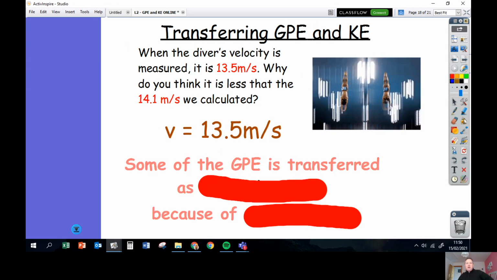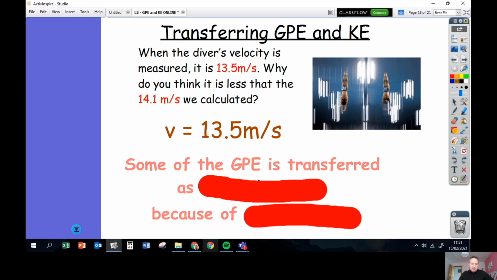Now, one of the things they will very often say in one of these GPE and KE sums is that if we work out a speed, we say, fair enough, the diver is going to hit the bottom at a speed of 14.1. In real life, they actually end up a bit slower than that. In real life, the velocity was measured at 13.5 meters per second. So why was it less than the number we got?